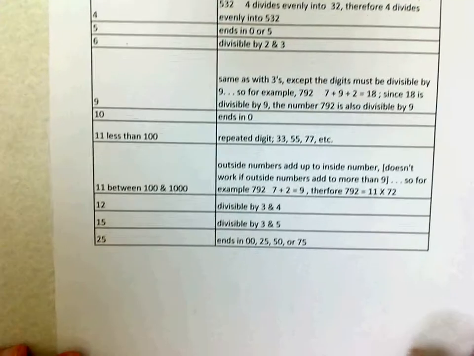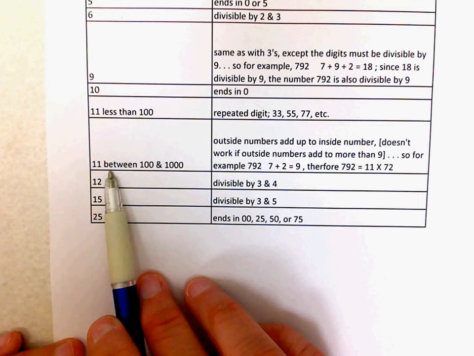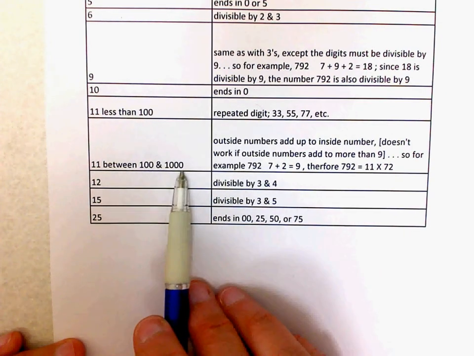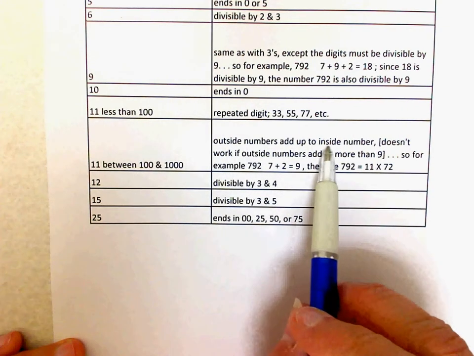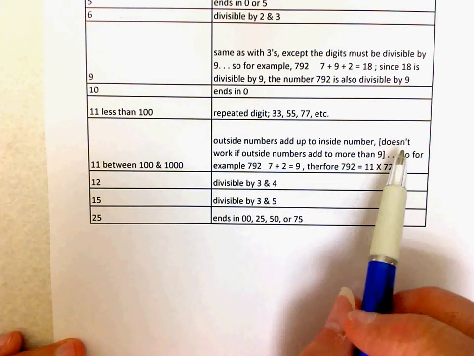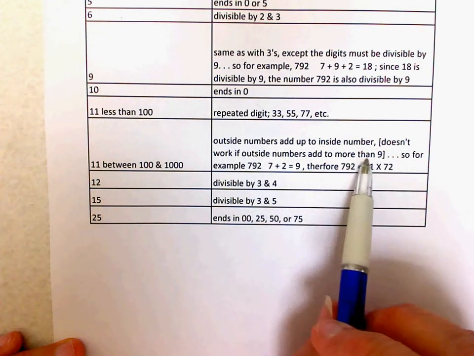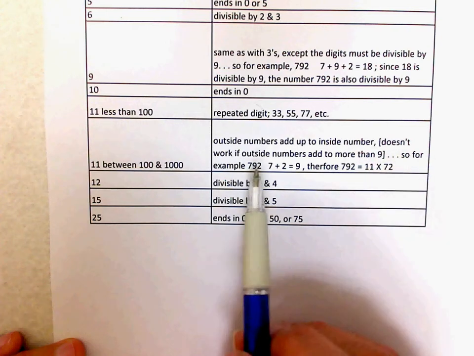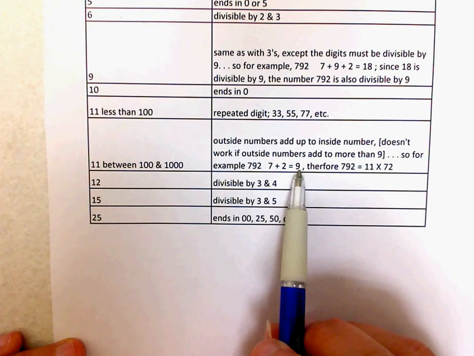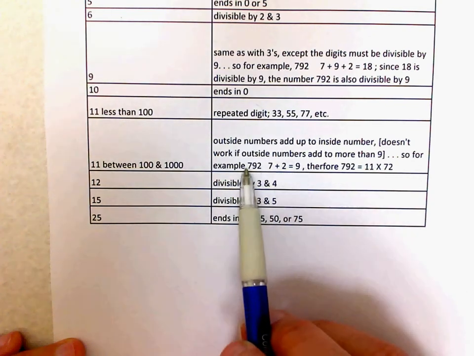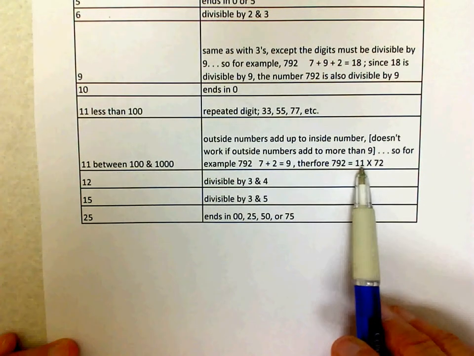It's divisible by 11 as long as it's smaller than 100 if you get repeated digits like 33, 55, etc. Okay? Now this one's a really cool one. 11 is divisible by 11 between 100 and 1,000. And you do it this way. Outside numbers add up to the inside number. It doesn't always work if the outside numbers add up to more than 9. So one example would be 792. 7 plus 2 is 9. Therefore, 792 is 11 times 72.